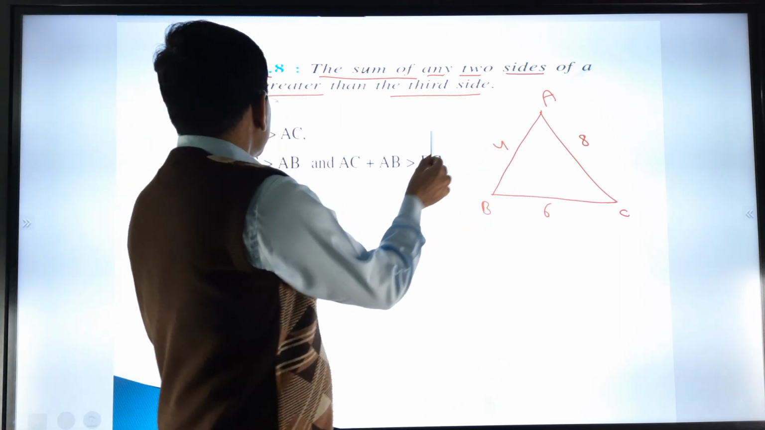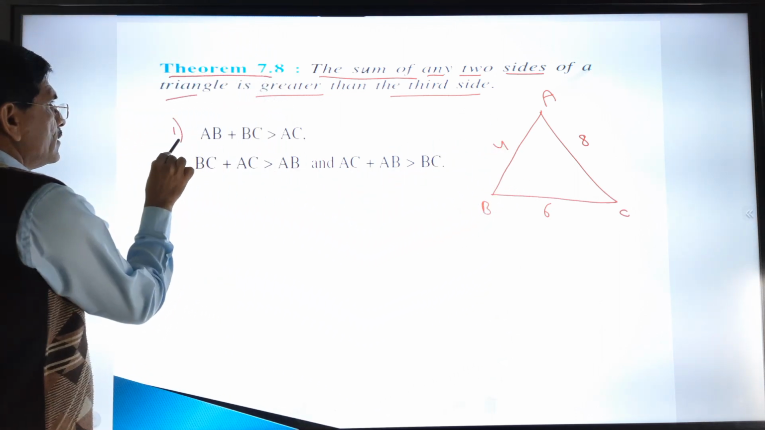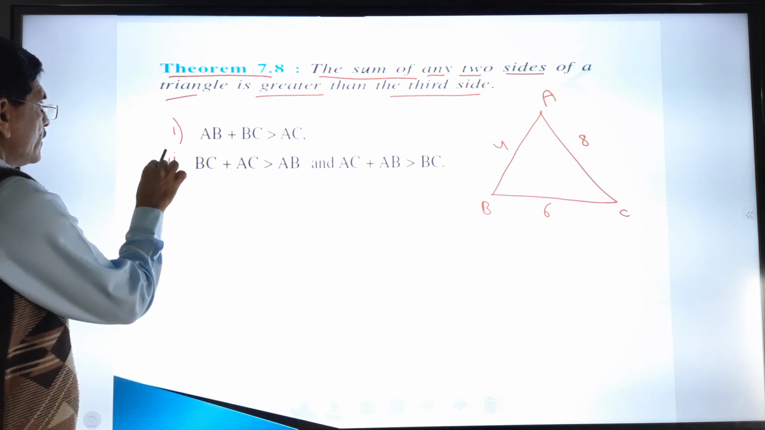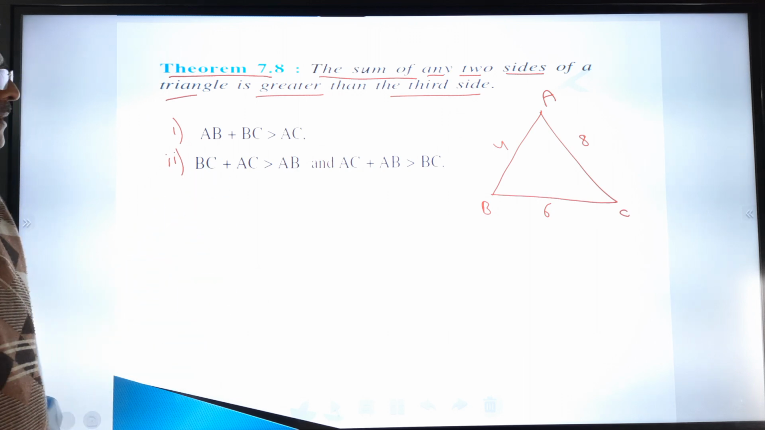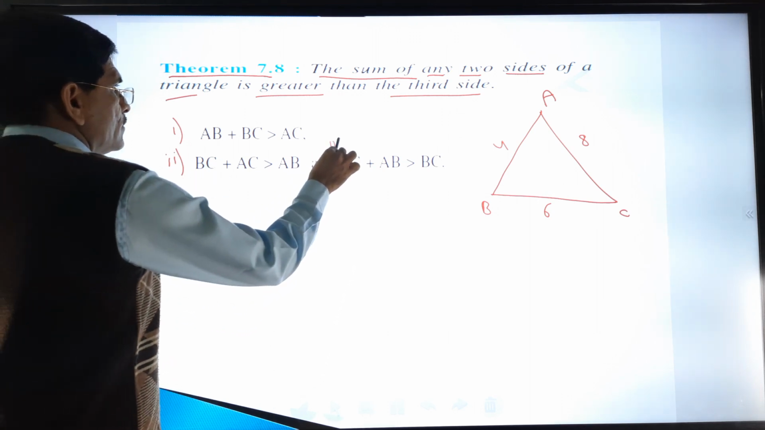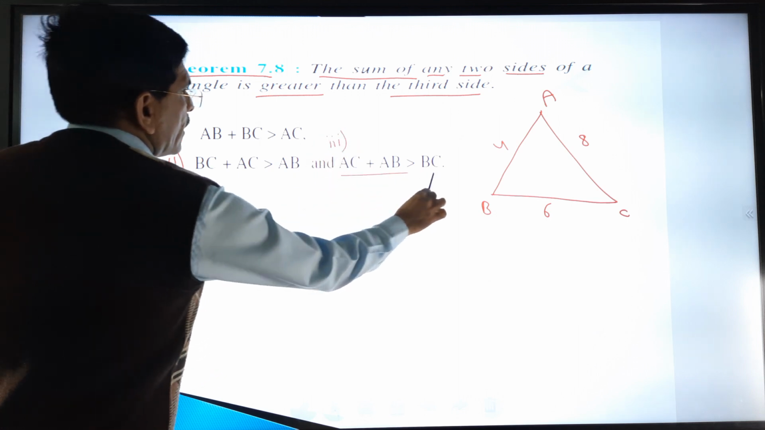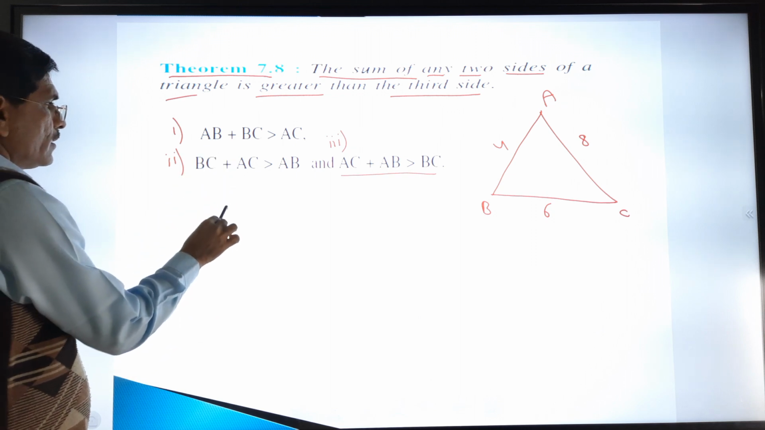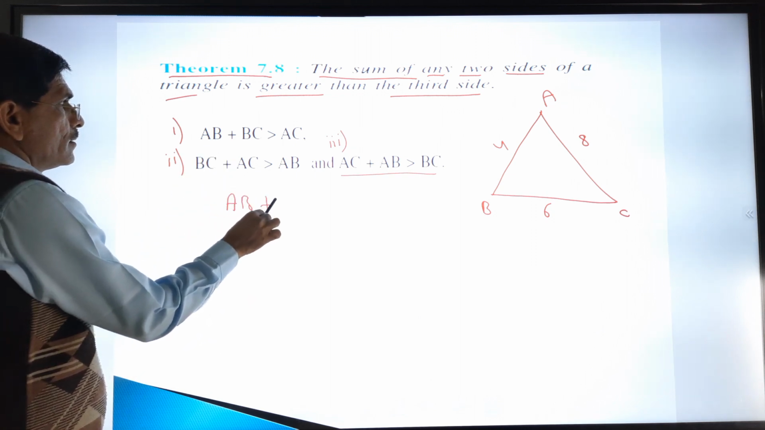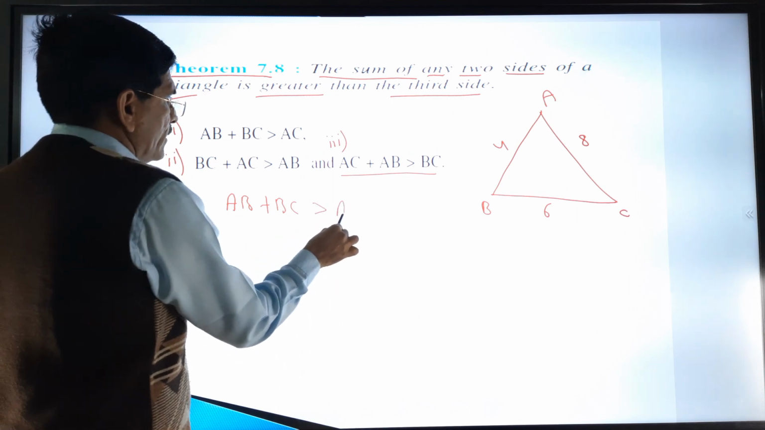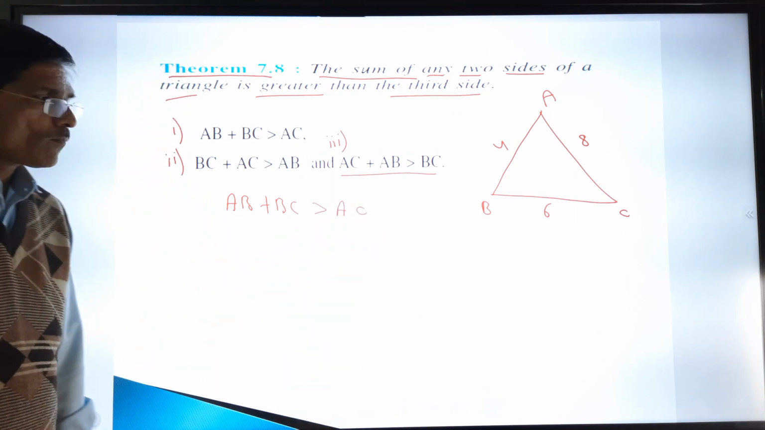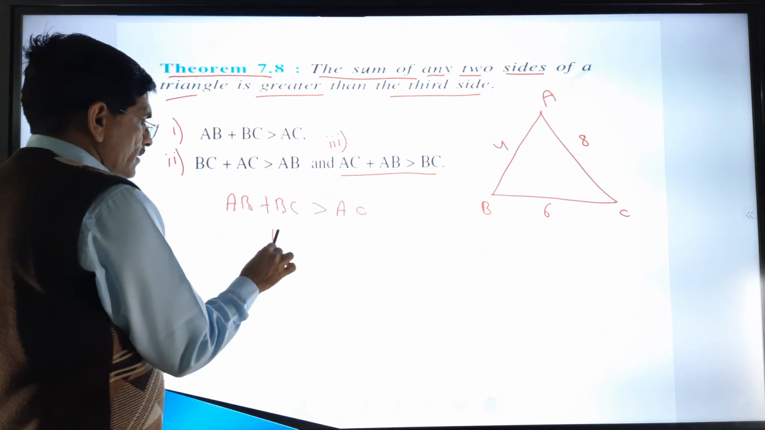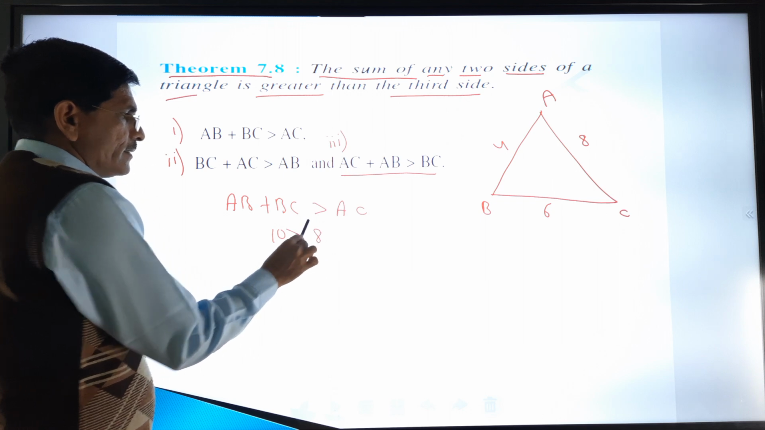Now if you will see, there are three cases. First, AB plus BC is greater than AC. Second, BC plus AC greater than AB. And third, AC plus AB greater than BC. Now first, AB plus BC greater than AC: 4 plus 6, 10 is greater than 8.